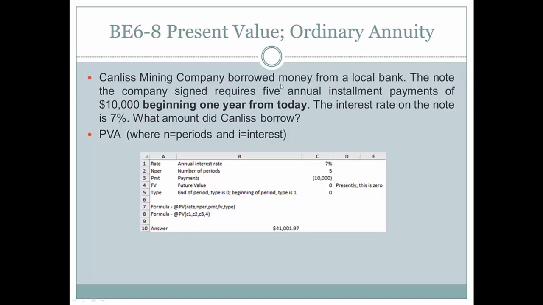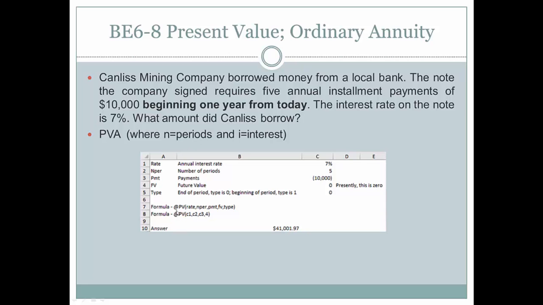So the mining company has borrowed money from a local bank. The note the company signed requires 5 annual installment payments of $10,000 beginning 1 year from today. So again, at the end, so it's an ordinary annuity. The interest rate on the note is 7%. What amount did they borrow? Well, this is an illogical question because in the real world you would know how much they borrowed, but they're trying to get you to look at this from a variety of angles.